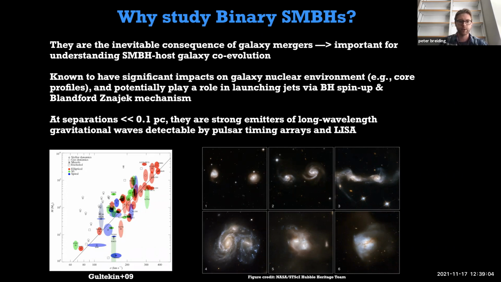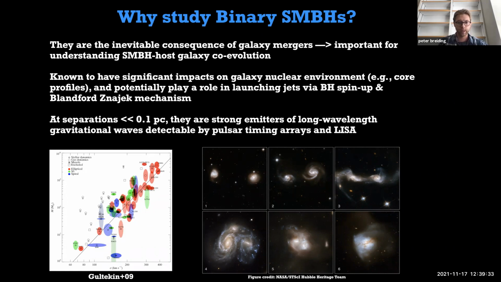Finally, as the binary gets close enough, they emit gravitational waves, and these gravitational waves are actually detectable using different methods. The planned LISA, the Laser Interferometer Space Antenna, is planned to be launched, and it's going to operate similarly to LIGO, but it's going to be looking for massive black holes, typically on the order of thousands to tens of thousands of solar masses.